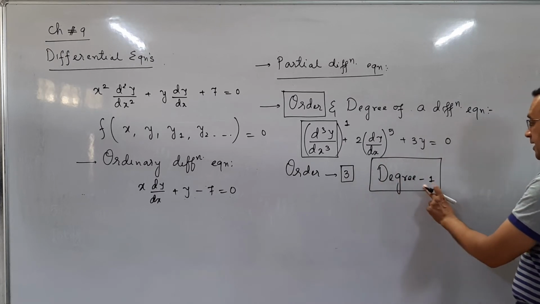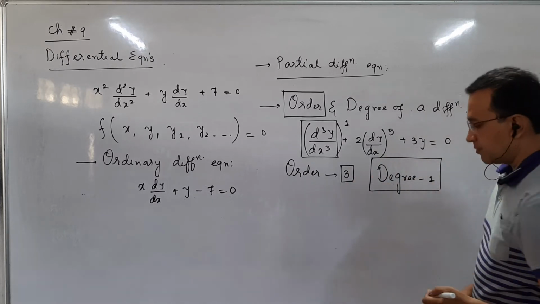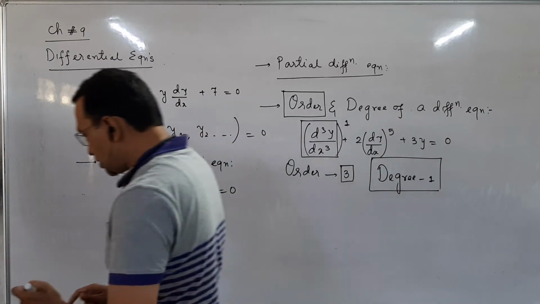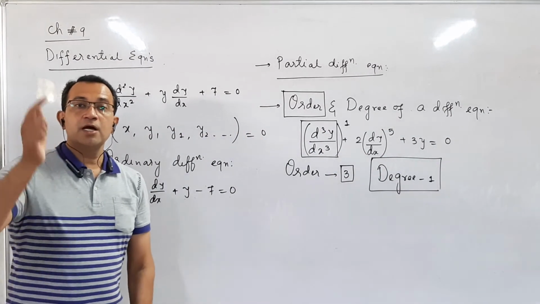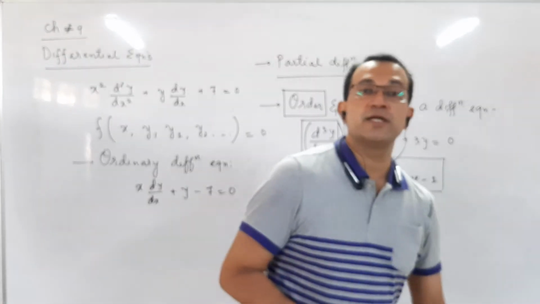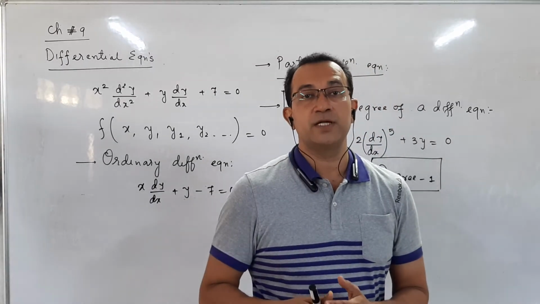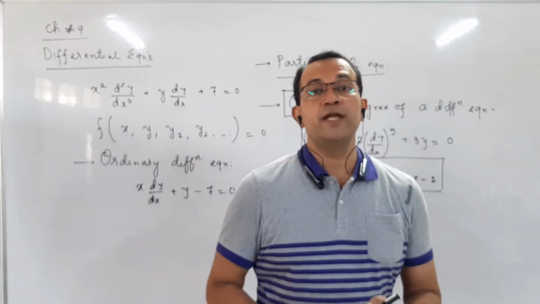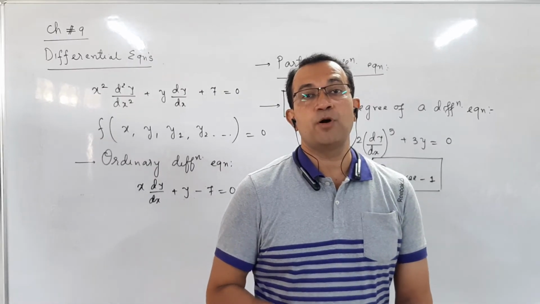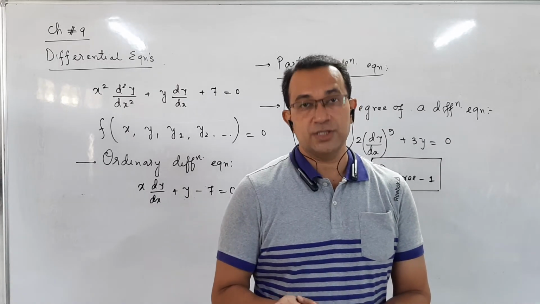So while writing degree and order, one must be very careful, especially when mentioning the degree of a differential equation. A differential equation must be written in polynomial form of derivatives. Whenever I say polynomial, the power of derivative terms must be positive integers.